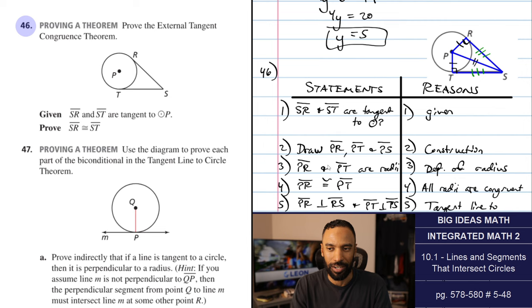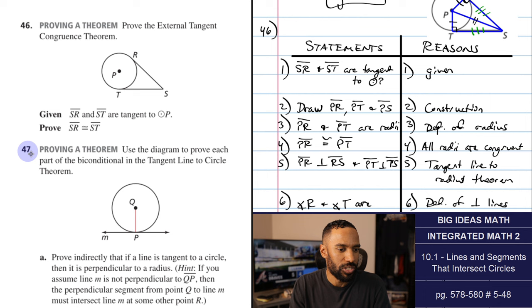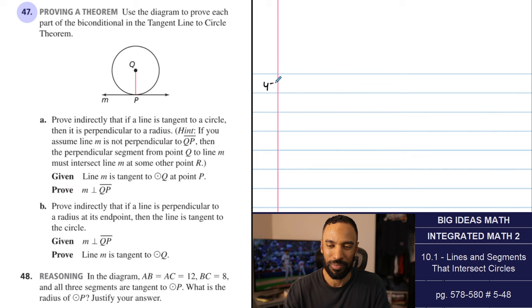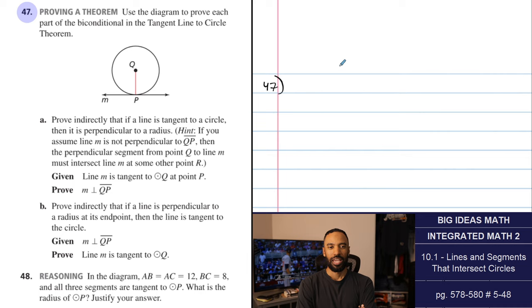Two more questions. Number 47 is another proof in two parts. Two proofs. Oh, indirect proofs. What are those? Are those ones where you assume something's true and then it turns out to be false or something like that? I'm trying to remember. Use the diagram to prove each part of the biconditional in the tangent line to circle theorem. Hopefully they tell me what they are.